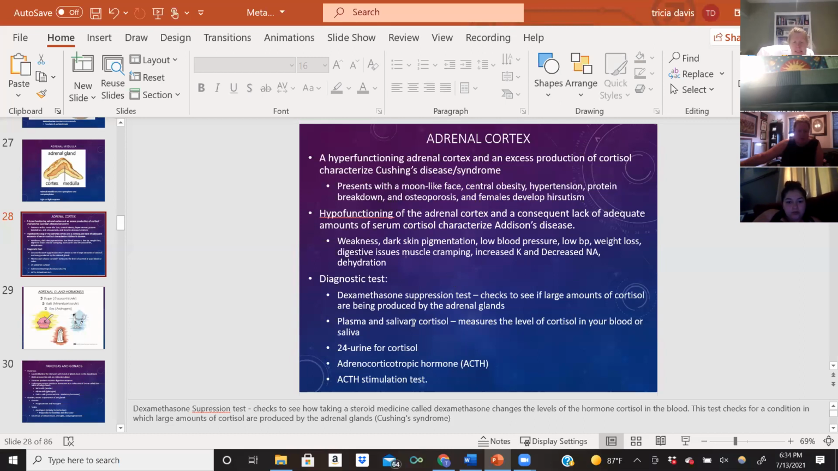We could do a plasma and a salivary cortisol, where they measure the level of cortisol that's located in your blood or your saliva. They could also do a 24-hour urine collection and check the cortisol levels. We could also check the adrenocorticotropic hormone, ACTH, and we could also do an ACTH stimulation test. So the ACTH and the ACTH stimulation test are two different tests. They do talk about these in detail in your book, so you guys should read over that just to have a good understanding of what the difference is.